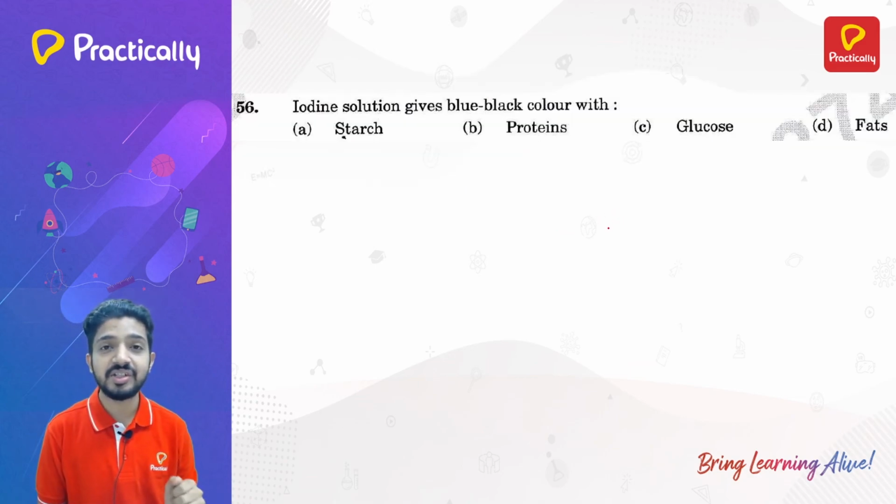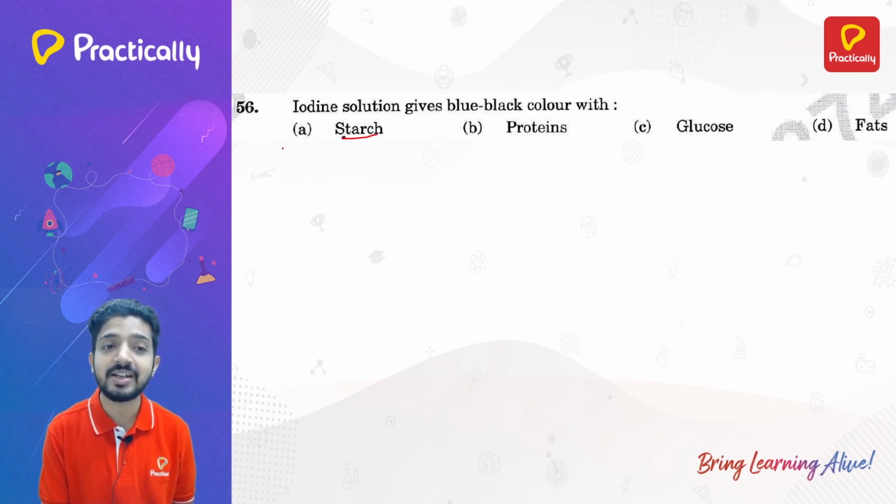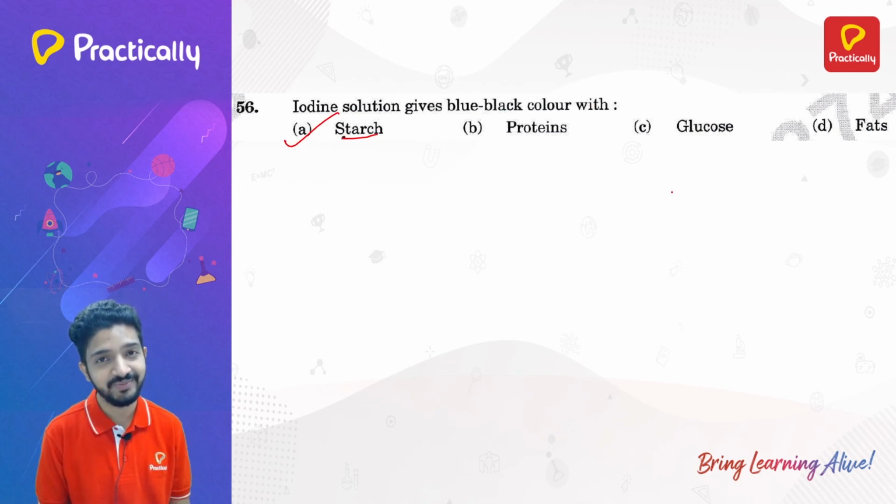And here is the last question in the biology section. Iodine solution gives blue-black color with... It's a very easy question. Iodine always gives blue-black color with starch. Hence, the correct answer for question 56 is A.